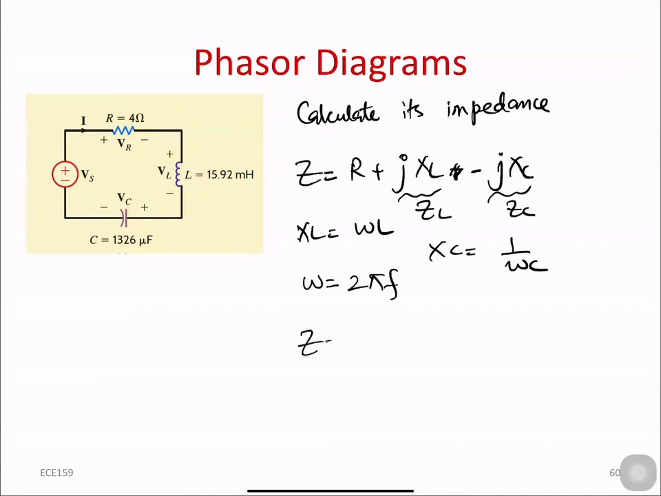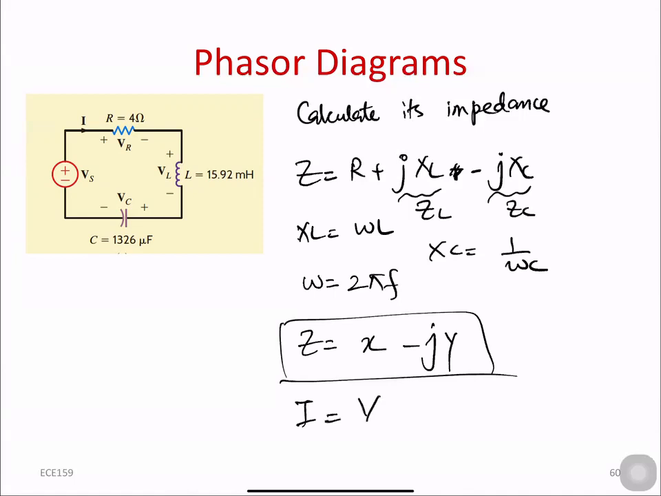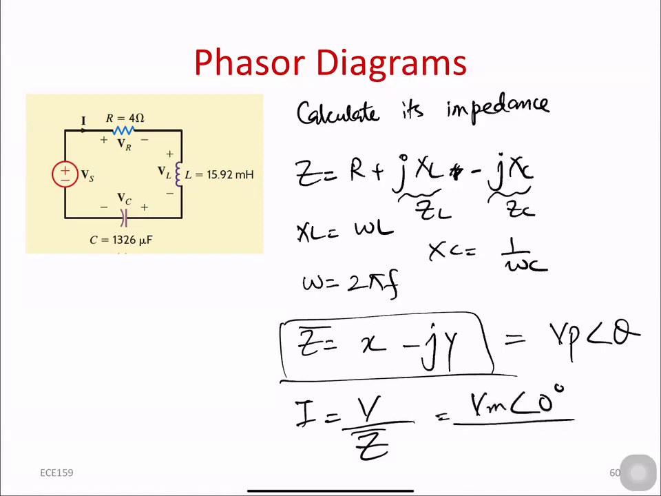After you calculate the value of impedance, it's going to be in the form of x and y coordinates, something like this. This is x and y coordinates. From this one, you can calculate the current by V over Z. You can convert this to the phasor representation. Let's say you have a peak value here and an angle of 0 degrees. You can then find out what your magnitude is and what the theta value is.